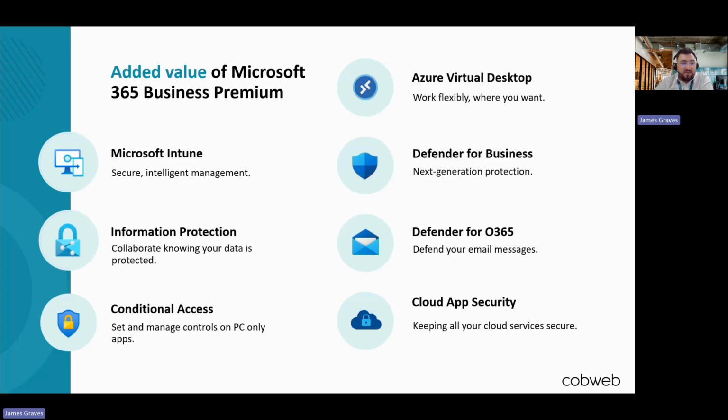Microsoft Intune, Information Protection, Conditional Access, Azure Virtual Desktop, Defender for Business, Defender for Office 365, and last up, Cloud App Security. So there is a lot of security, a lot of data protection, and a lot that comes in there around compliancy as well. It's something that Microsoft do really, really well with a product that's known as Purview, which is like a family of products, and much of the Business Premium suite sits within there for it.